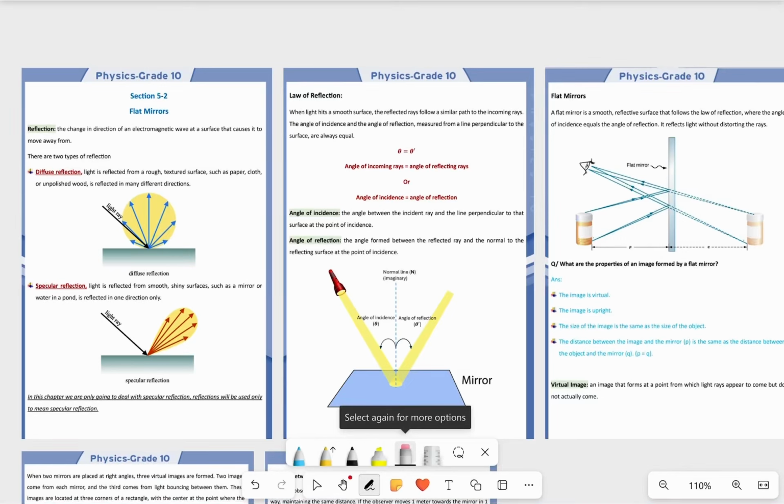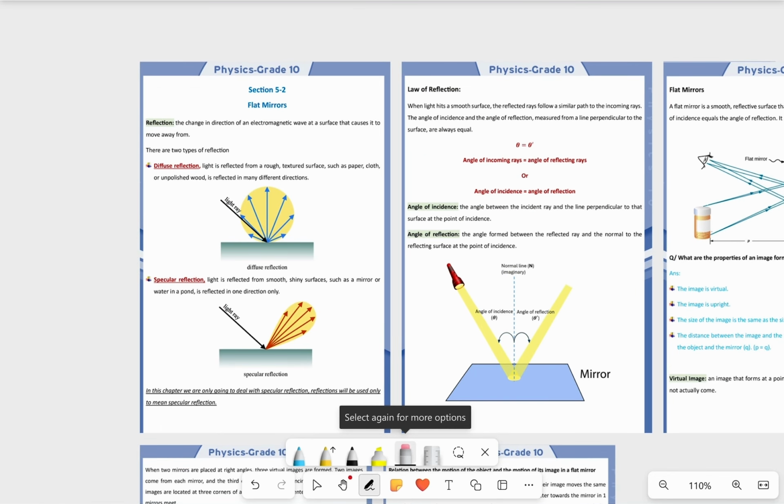We have section 2 from chapter 5, flat mirrors. Before we talk about flat mirrors, we should first know what a reflection is. The reflection of light means that light changes its direction when it hits a surface. Same as, for example, when you throw a ball at a wall and you see that the ball is going to change its direction. Light, when it hits a surface, is going to change its direction. Or we can say the bouncing of light off surfaces.